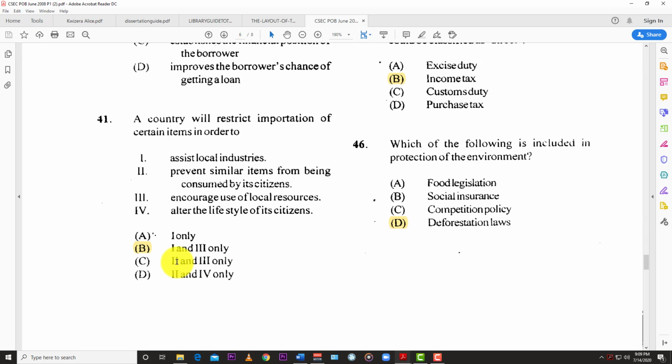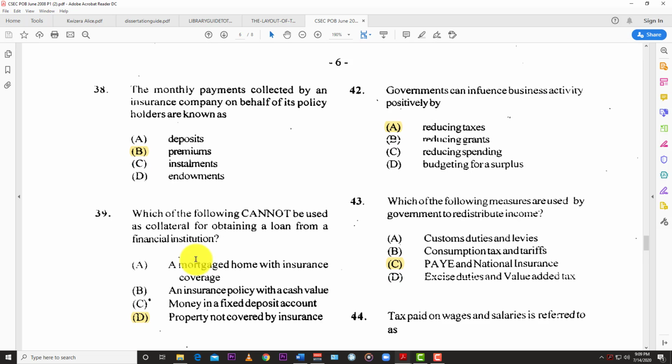So it must contain 1 and 3. This one doesn't contain 1, so that's out. This one doesn't contain 1, so it's out. This one doesn't contain 3, so it's out. So B, 1 and 3. Number 42.